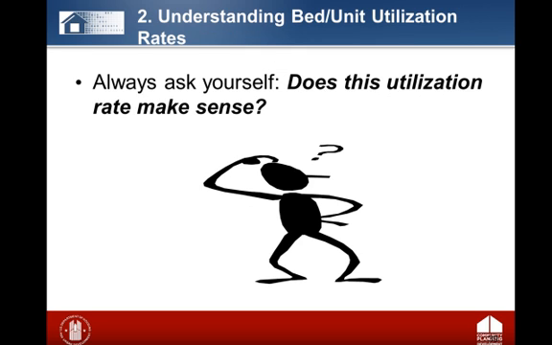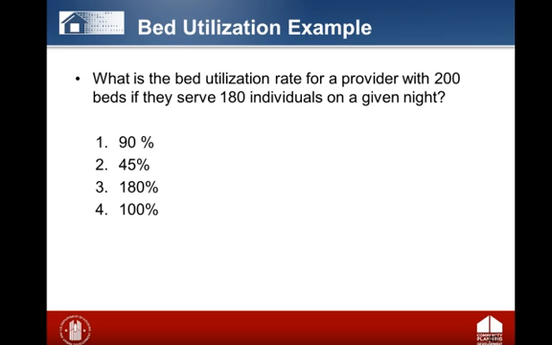As representatives of your community, it is important to ask yourself, does the utilization rate make sense? Again, as we walk through these examples, if you would like to complete these questions on your own, please feel free to pause the video.